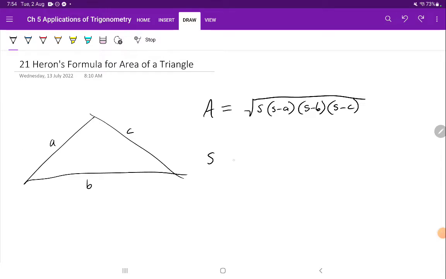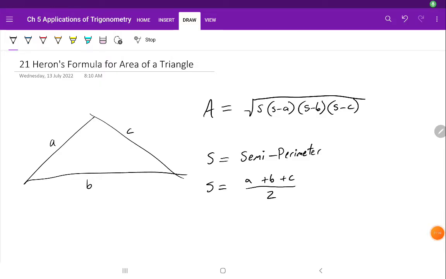Now, S is the semi-perimeter. Perimeter just means adding up all of the sides. The semi-perimeter is just half of that. So to calculate S, you just go A plus B plus C, and then divide that by 2. It's just half of the perimeter. So this formula works if and only if you know every single side of a triangle. No angles, no nothing else.